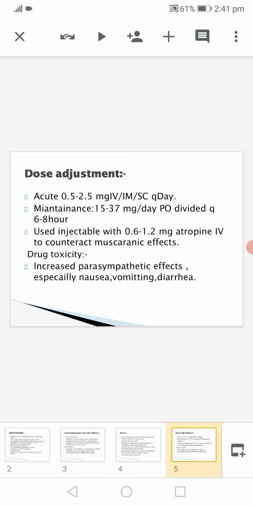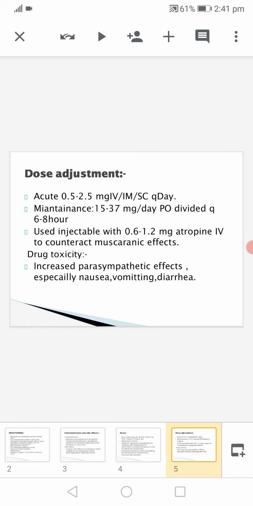Dose adjustment. Acute dose 0.5 to 2.5 mg IV/IM. Maintenance 15 to 37 mg per day. Use injectable with 0.6 to 1 mg atropine IV to counteract muscarinic effect.